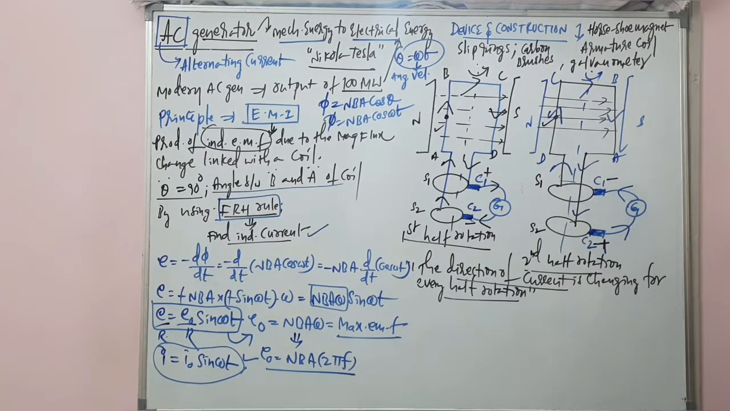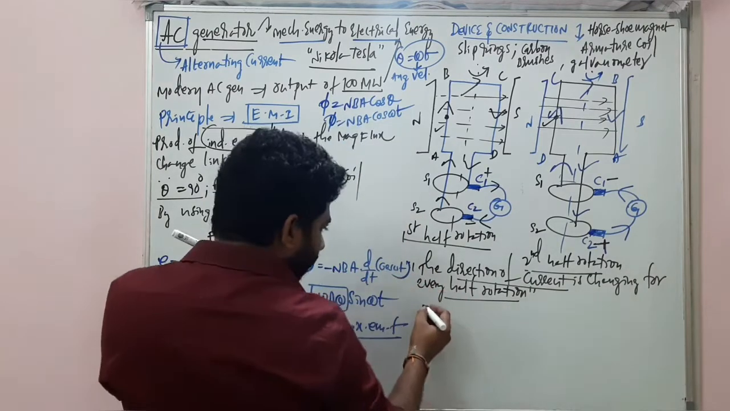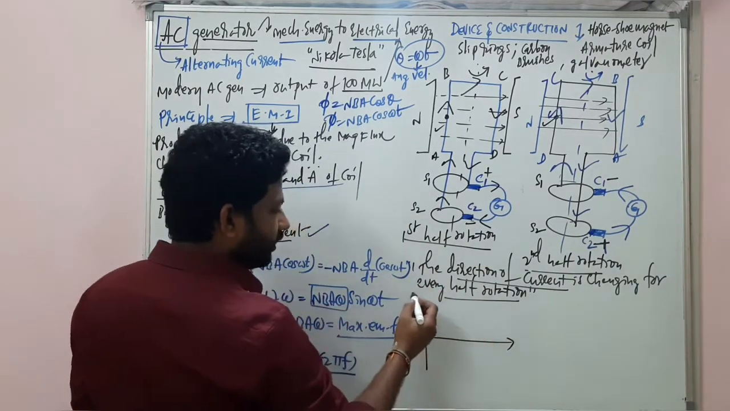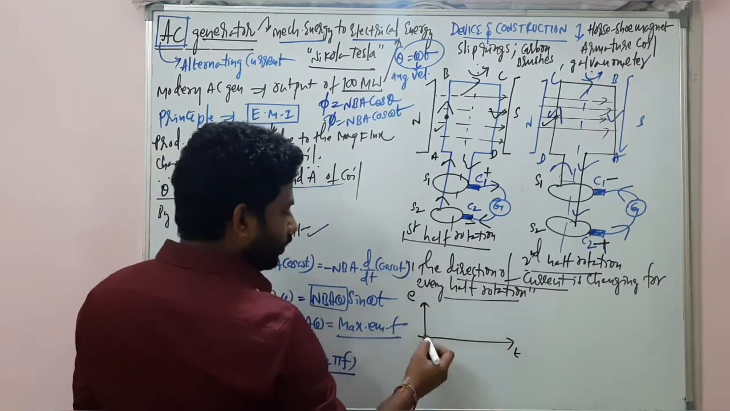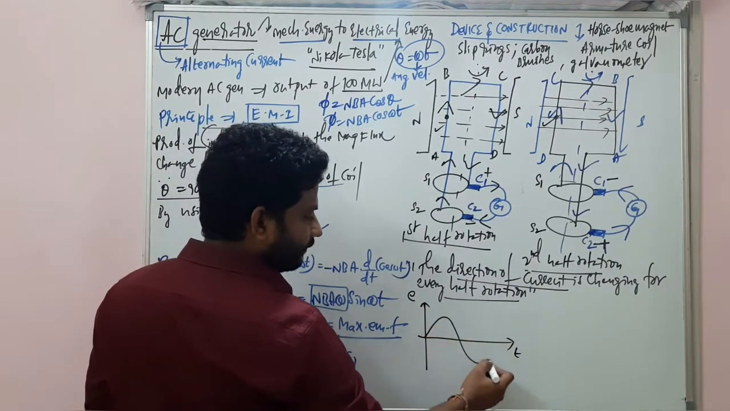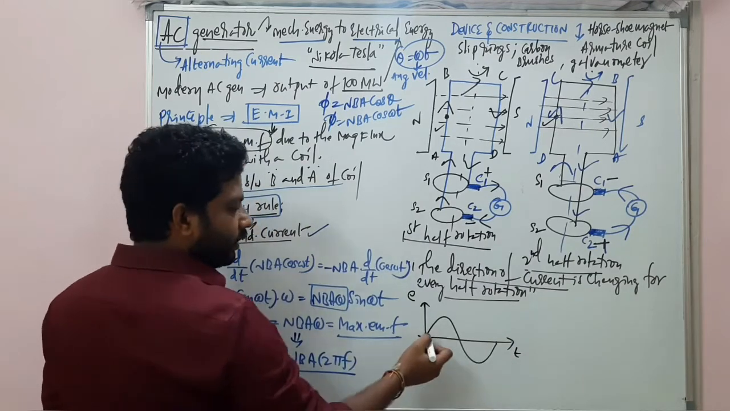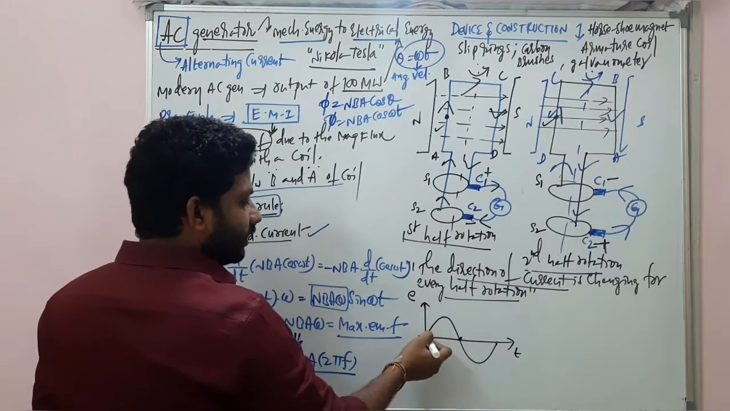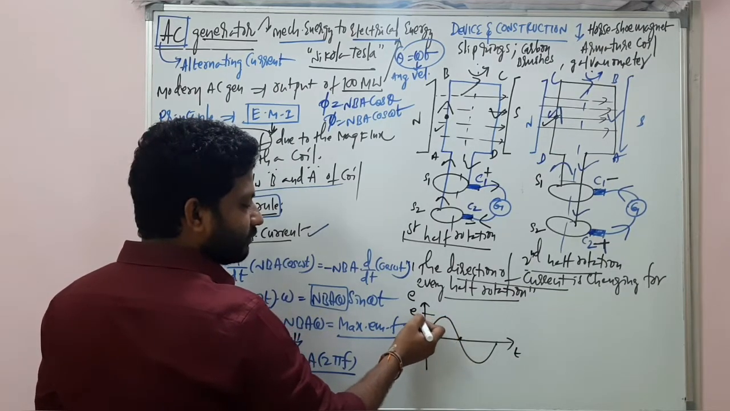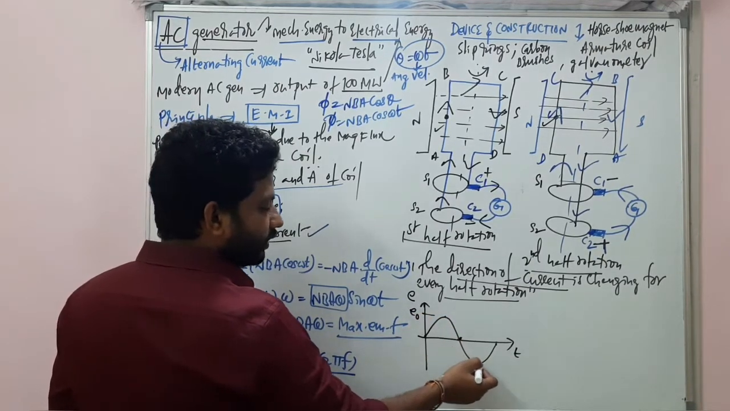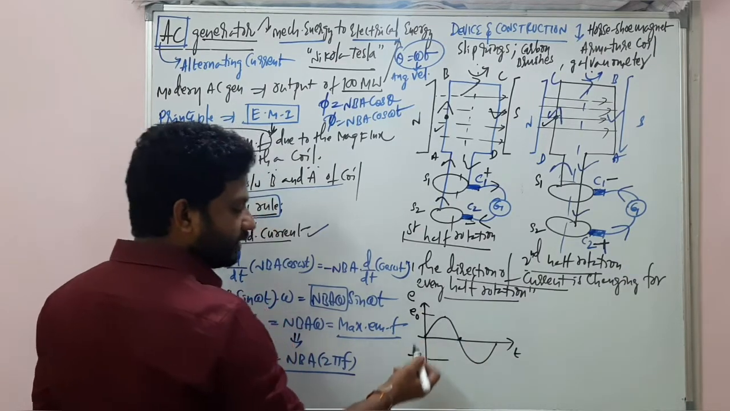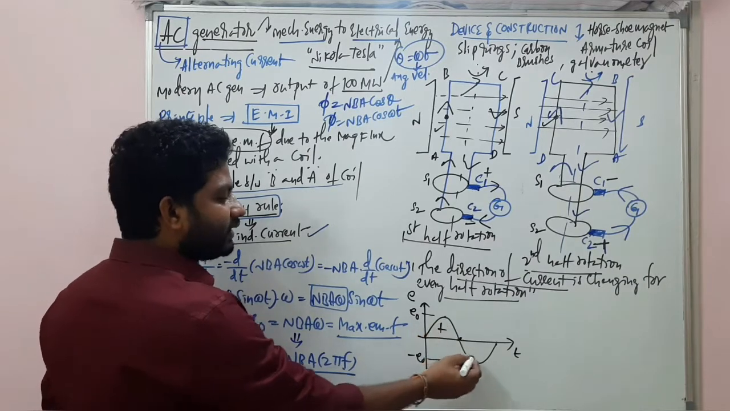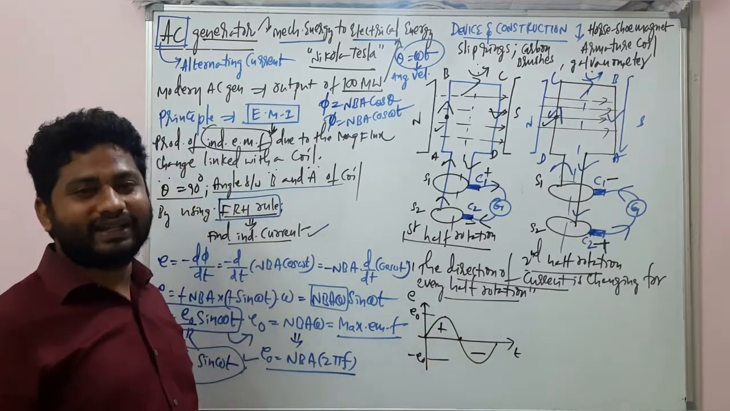Okay, now let's draw the graph for alternating current. It's simple. This is EMF and this is time. So this is the graph, indicating the first half rotation and the second half rotation. In the first half rotation of the coil, there is a maximum EMF, and in the second half rotation there is a maximum EMF in the opposite direction. This is called the positive half cycle. This is the negative half cycle of alternating current.